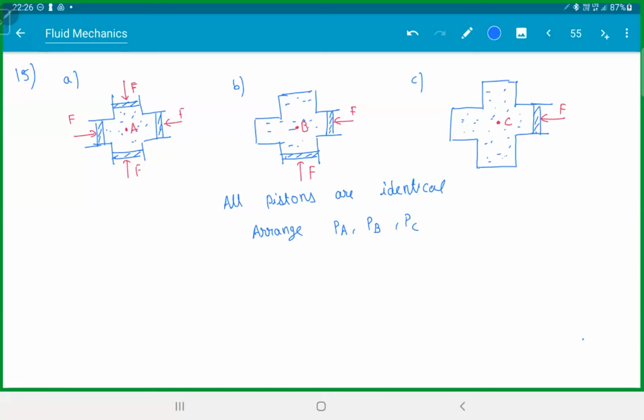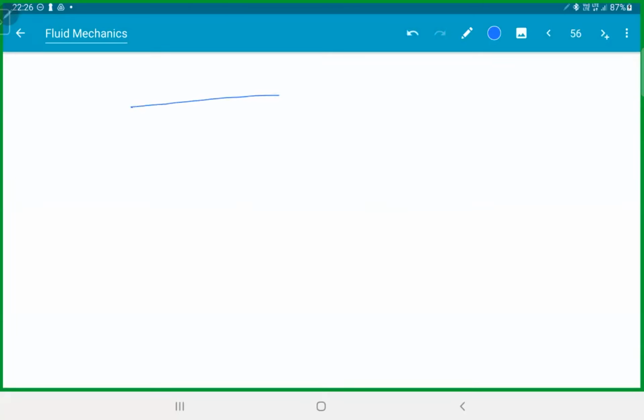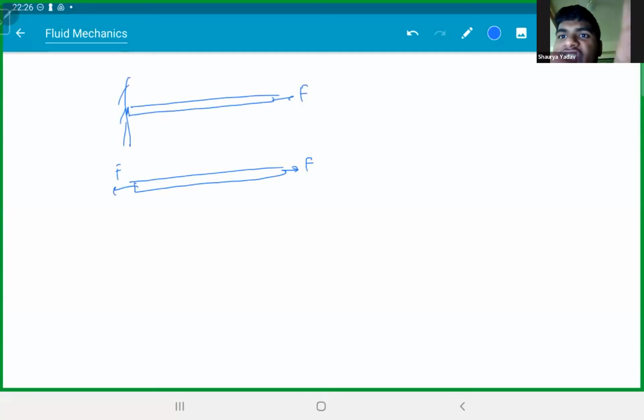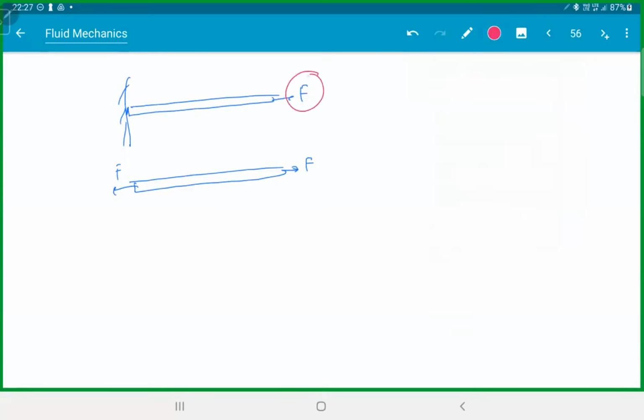PA, B, C, A. See, listen, I'll tell you one thing. Do you remember this question? If I have a fixed wall and I apply force F, or if I apply 2 forces, which has more tension? Sir, it is the same only. Same, na? Because sabko kya लगता है, right? They think there's only 1 force, but there are 2 forces. You're forgetting the wall is also pulling, right? The tension is the same.